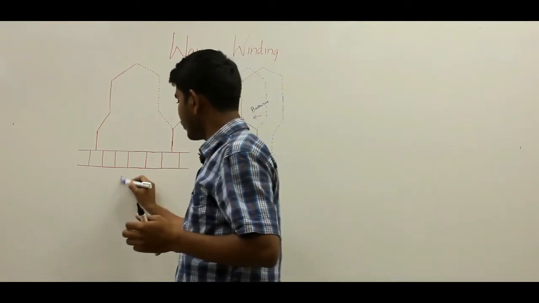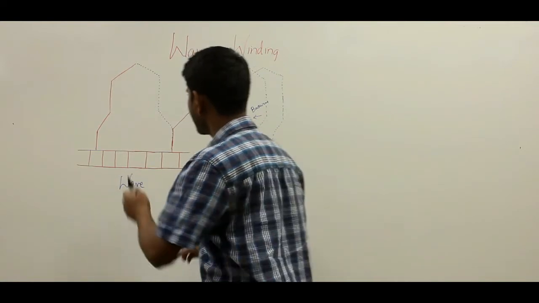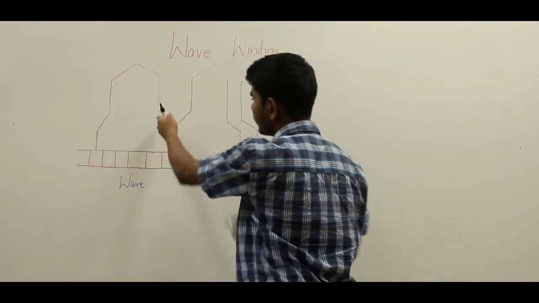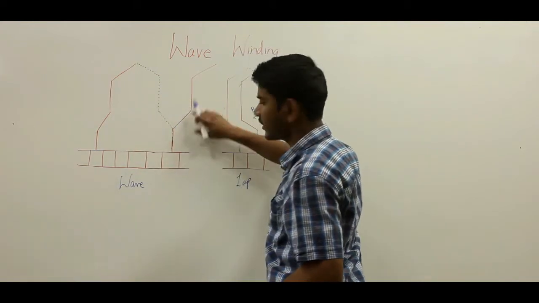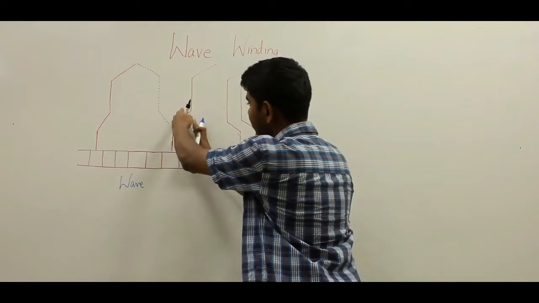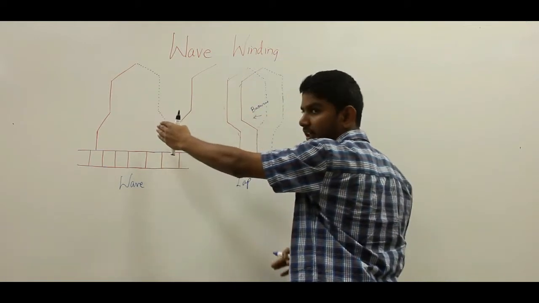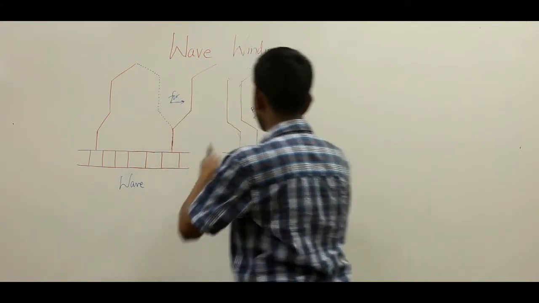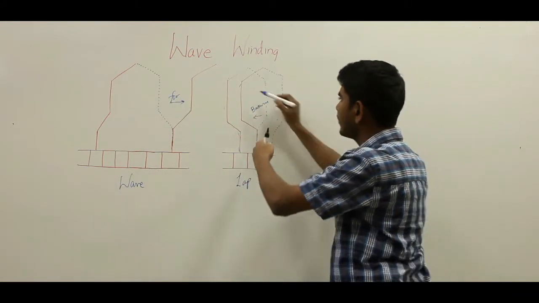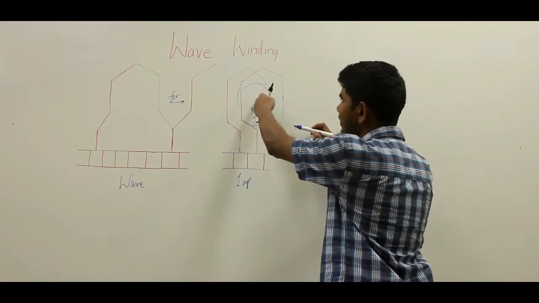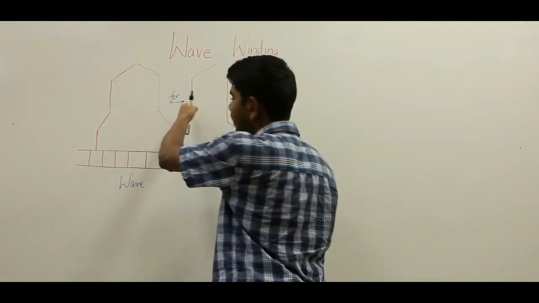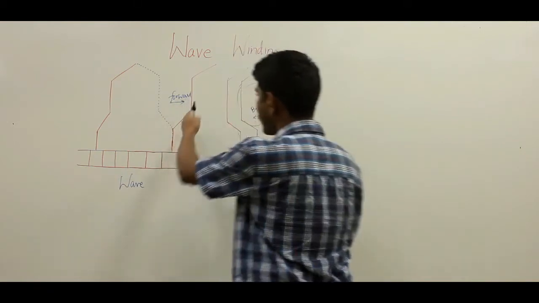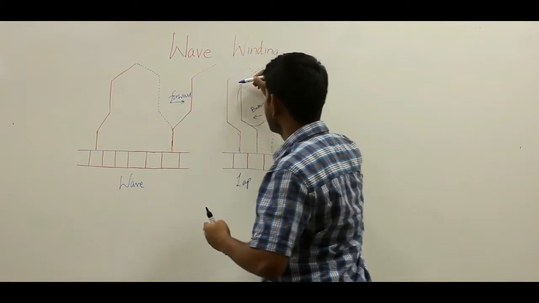Now in the wave winding, you can see this is the starting side of the coil and this is the finished side of the coil. Here also the finished side of the coil is connected to the starting side of another coil, but this starting side of the coil is in the forward direction. Here in lap winding it is in the backward direction, making an overlap. That is why we call it lap winding. But here the starting side of the next coil is connected in the forward direction.